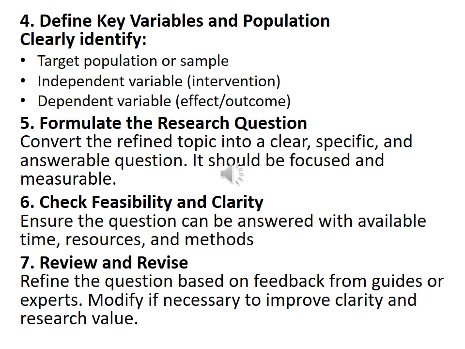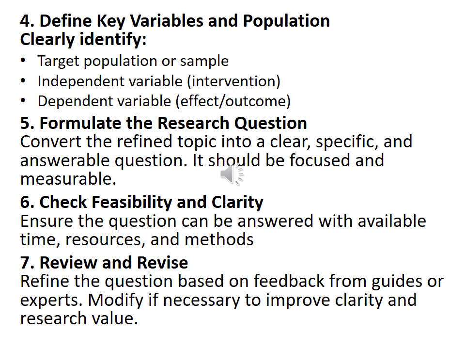So this is the fourth step, where the researcher will identify the target population and the independent and dependent variable. Then the next step is to formulate the research question. Here the researcher will convert the refined topic into a clear, specific and answerable question. In this particular example, the question can be whether the use of a novel formulation of this particular drug will cure the disease better compared to the pure drug.